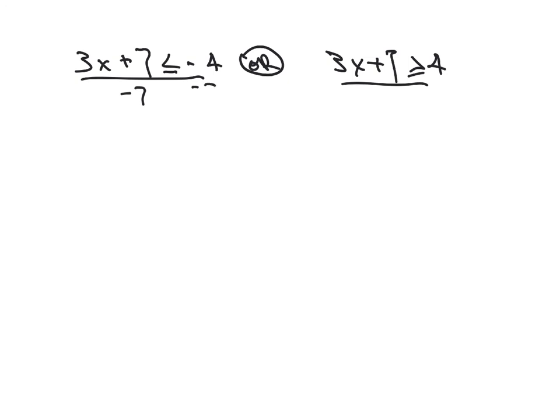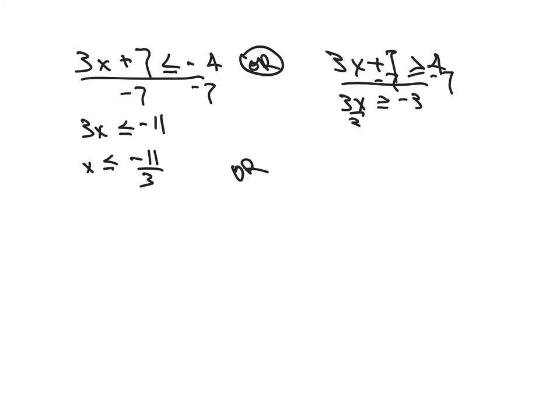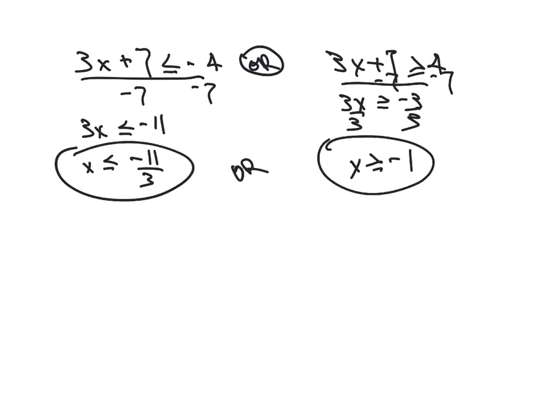Subtract 7 from both sides. So we have 3x is less than or equal to negative 11. X is less than or equal to negative 11 over 3. Or 3x, subtract 7 from both sides, is greater than or equal to negative 3. Divide by 3, divide by 3. We're dividing by a positive, so the signs don't change, and we get negative 1. So we get this, or we get that.